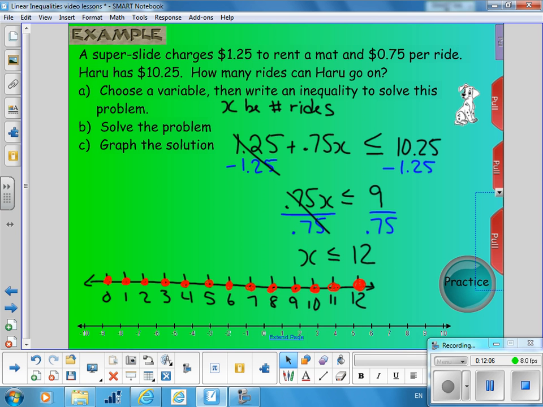So just to summarize, what we learned here is that solving an inequality, you use the same steps as in solving an equation, but if you end up multiplying or dividing by a negative value, you need to reverse the inequality sign.